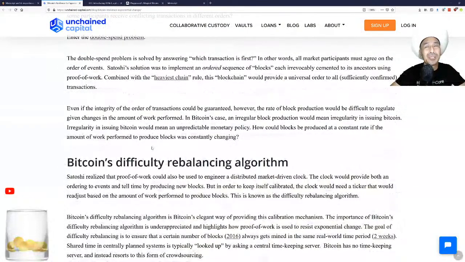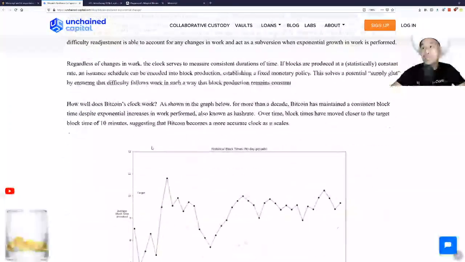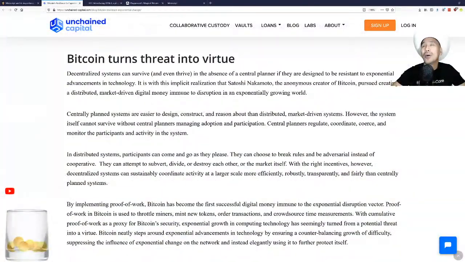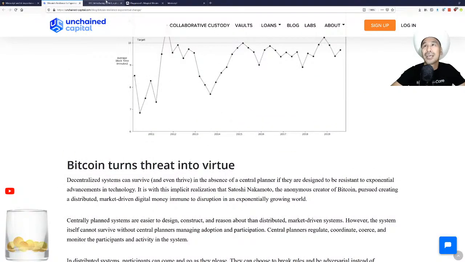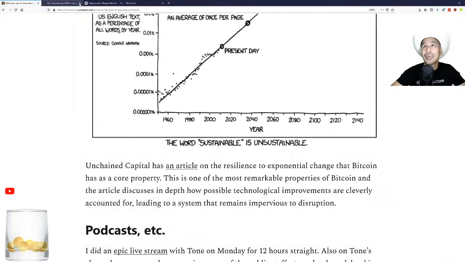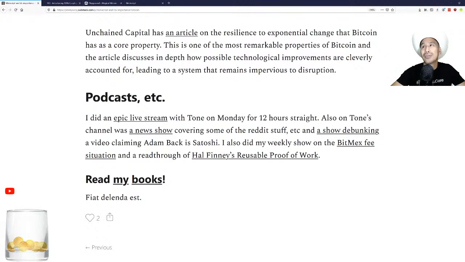And the fact that we're only about 6 months off the timeline of 10 minutes per block from its inception speaks to how well done this resilience to exponentials is in Bitcoin. So great article for learning all of that.